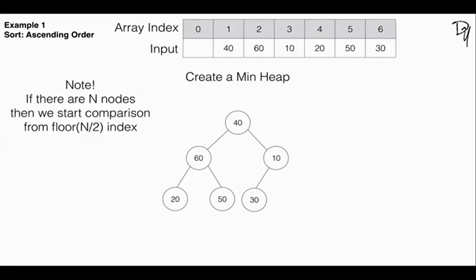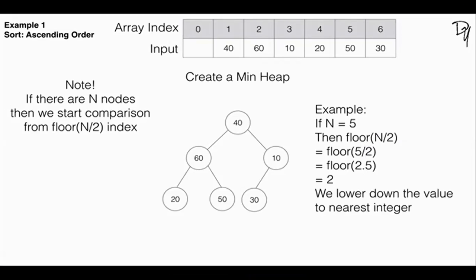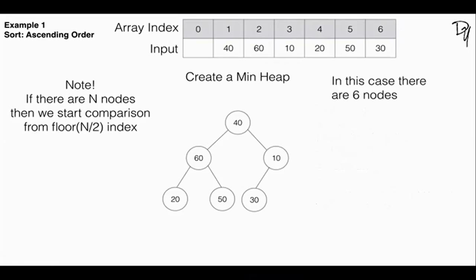So what is the rule? If there are n nodes, we have to start comparison from the n by 2 index, right? Why are we using n by 2 here? Because we take the floor of n by 2. We are only interested in the integer part, right? So it will lower down to the nearest integer value. That is why we are using the floor method. So here the total number of nodes is 6. So if we do floor of n by 2, obviously it is 3.